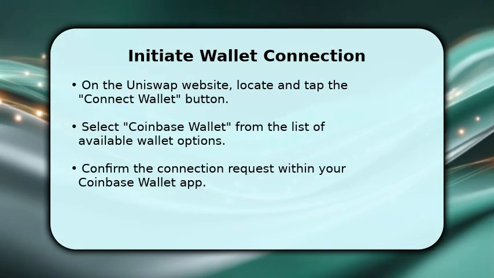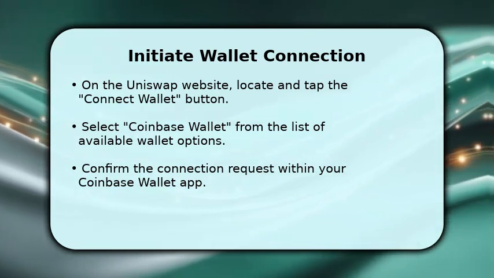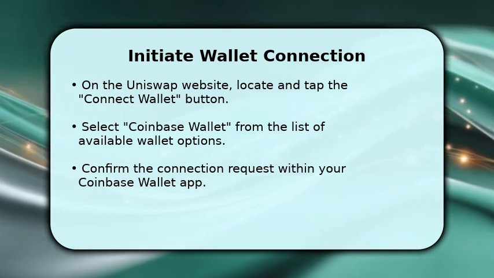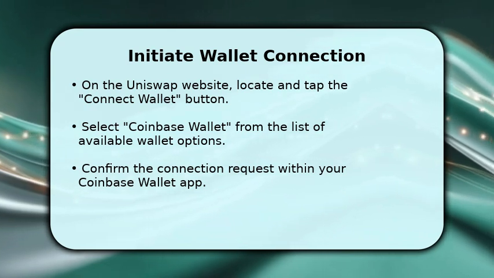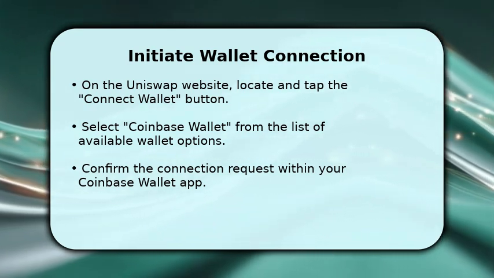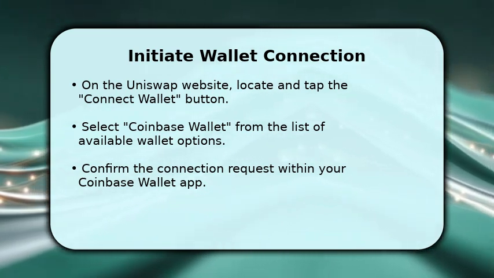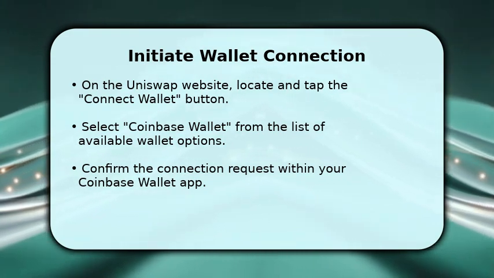Once on the Uniswap site, look for the Connect Wallet button, typically in the top right corner. Tap this button and a list of compatible wallets will appear. Choose Coinbase Wallet from this selection. Your Coinbase Wallet app will then prompt you to confirm the connection. Simply approve this request and your wallet will be securely linked to Uniswap, allowing you to interact with the platform.